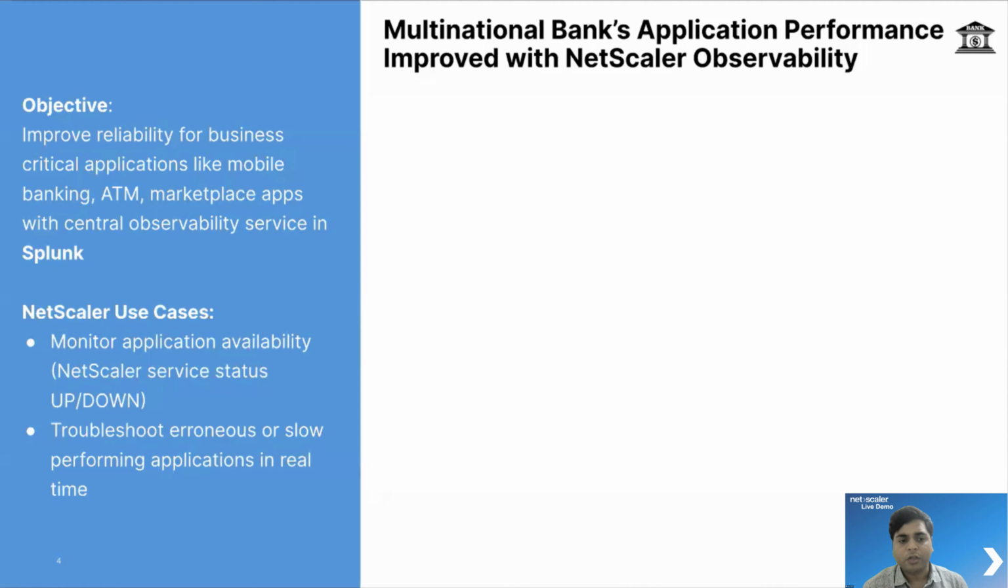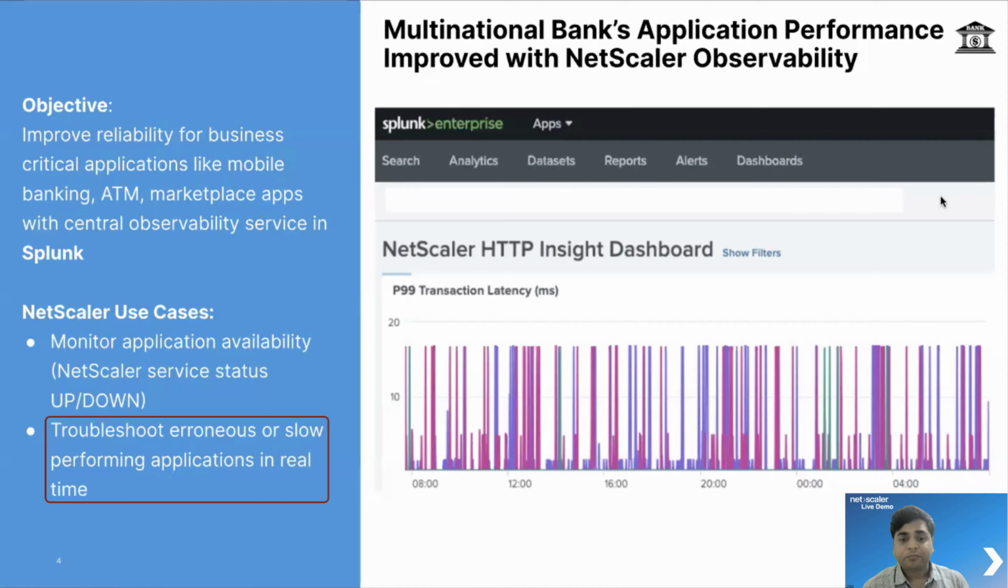One use case the customer was asking for, which is very specific to NetScaler, is the NetScaler service status, up or down. Very simple ask. However, it is very important from the application availability point of view. Second, while doing the POC, they also understood that NetScaler has rich insights and powerful telemetry that they can consume and make their observability decisions smarter.